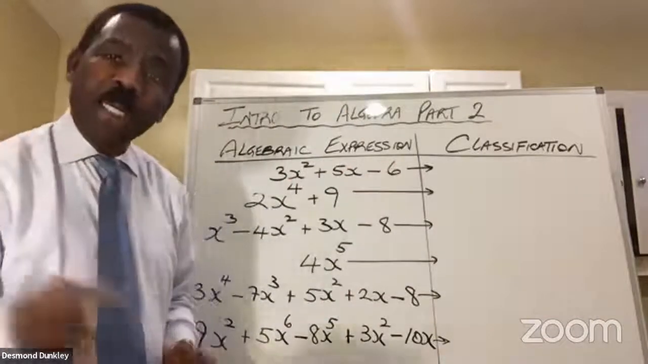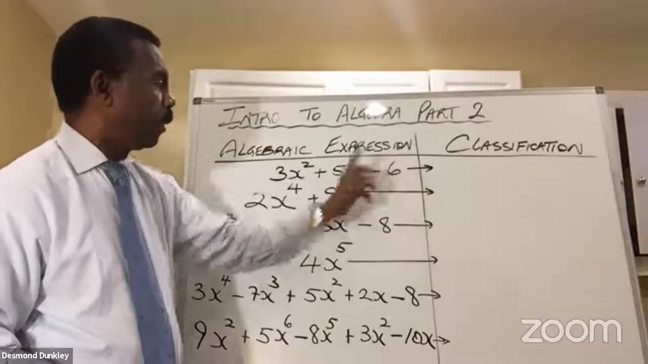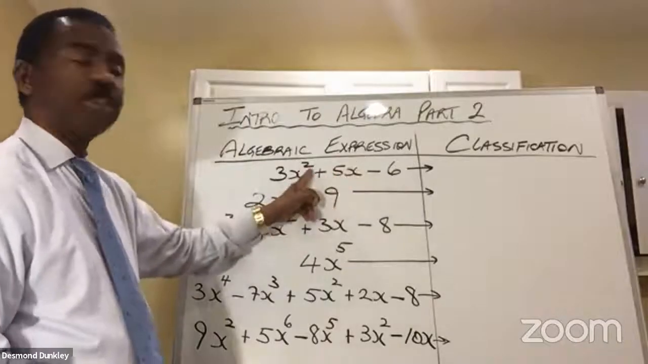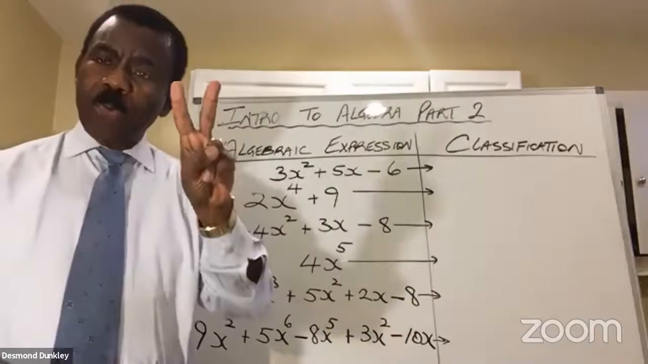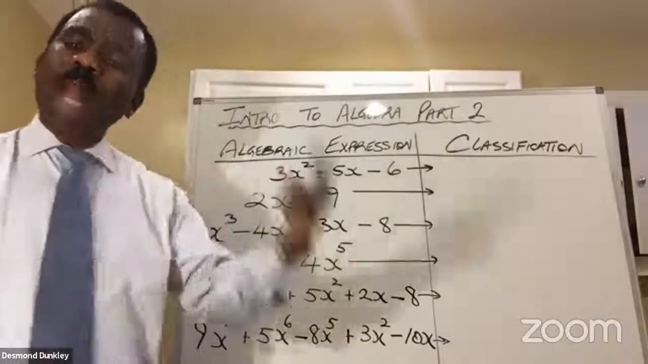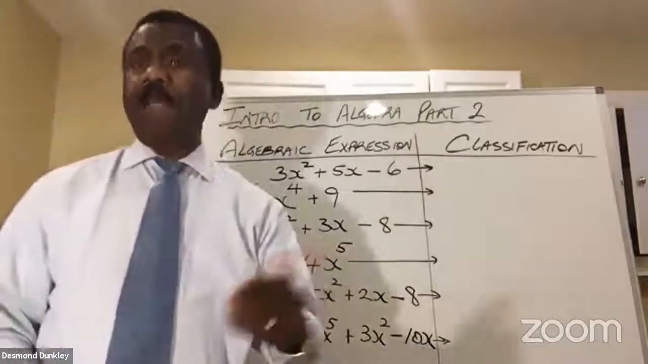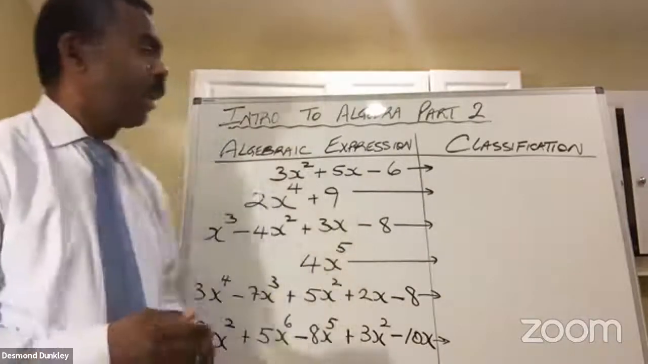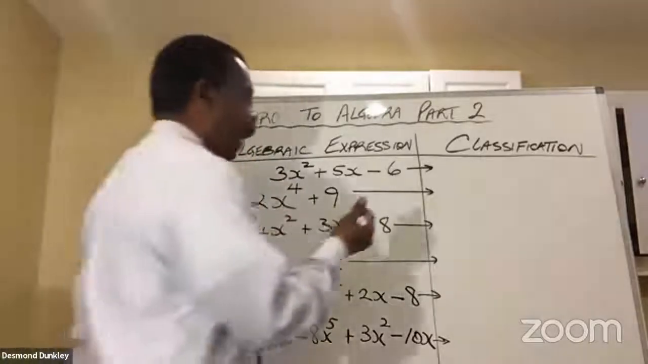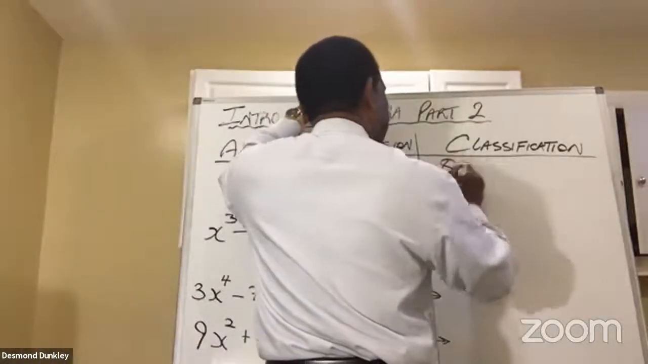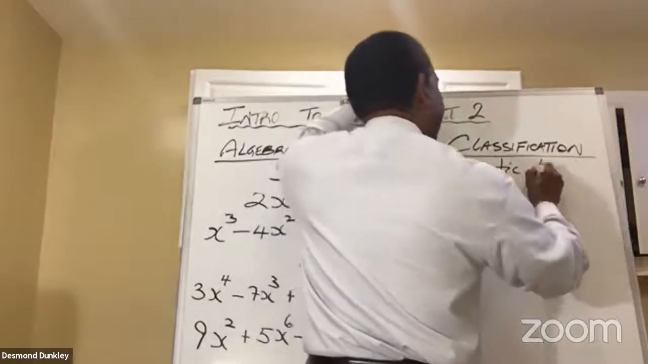Now, by the degree, the highest exponent is, this is 0, this is 1, this is 2. So the highest exponent for that trinomial is 2. So therefore, it is quadratic. A highest exponent of 2 is a quadratic expression. So if we were to put the 2 classifications together, we say that it is a quadratic trinomial.